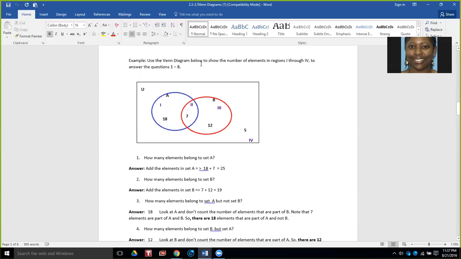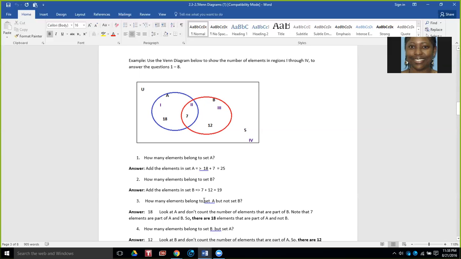All right, so use the Venn diagram below to show the number of elements in regions 1 through 4 to answer questions 1 through 8. It says, how many elements belong to set A? Set A is the blue. If you outline set A, it has 18 and 7, so that will be 25. Elements in B, go around the red, that's 12 and 7, that will be 19.